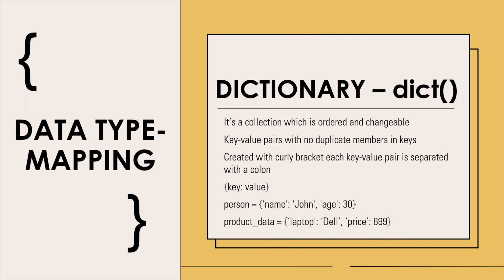Mapping data type is dictionary. It's a collection which is ordered and changeable. It is a combination of key-value pairs and there are no duplicate members in the keys. They are created with curly brackets. Each key and value pair is separated with a colon. Like you can see in the example of person, where name is key and John is value.